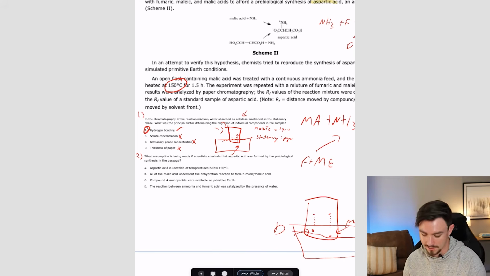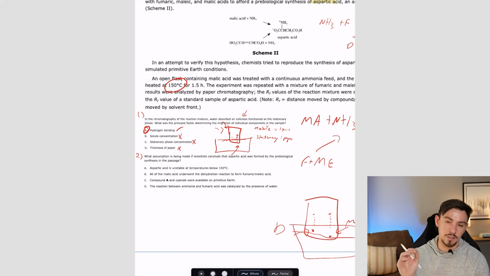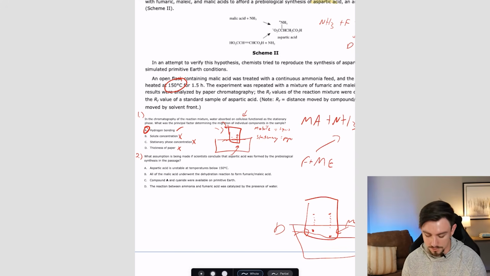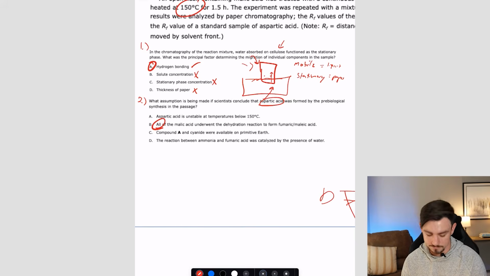B, all of the malic acid underwent the dehydration reaction to form fumaric or maleic acid. So just generally on the MCAT, I do not like strong answer choices where it's something that says all, because what happens if 50% undergoes the transformation? Do you still have aspartic acid? Because that's what they're asking. Which of these has to be true for us to get aspartic acid? You would still have some aspartic acid, right, if some of it underwent transformation. So I don't like A or B.